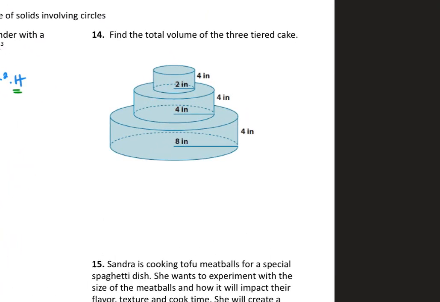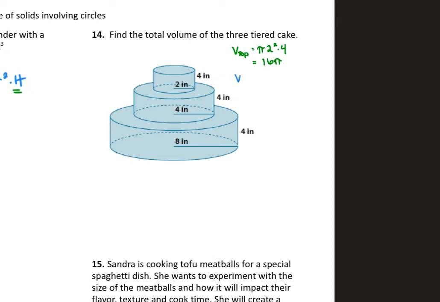All right, the next one is another composite figure, but it is only made up of cylinders. It says find the volume of the 3-tiered cake. So it gives us the dimensions. For each one, we're just going to find the volume. Starting with the top, it's pi times the radius squared times the height, and we're not going to divide by anything since it's a cylinder. So this is 16 pi.